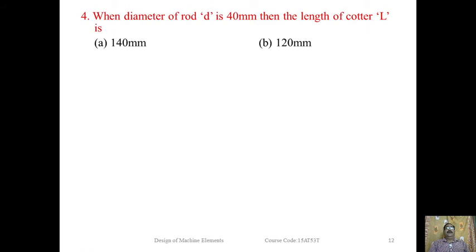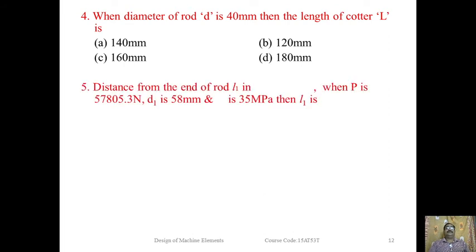Fourth one: when the diameter of the rod D is 40 mm, then the length of the quarter L is. The options are A, 140 mm; B, 120 mm; C, 160 mm; and D, 180 mm. The length of the quarter is 4 into the diameter of the rod, so 4 into 40 means 160 mm. So that's why the correct answer is option C.